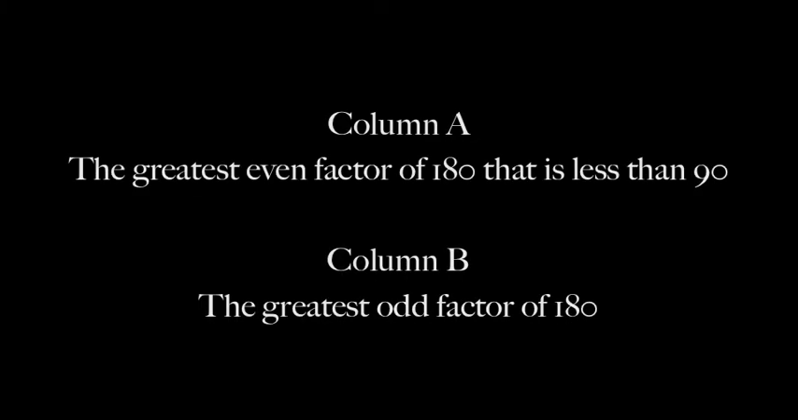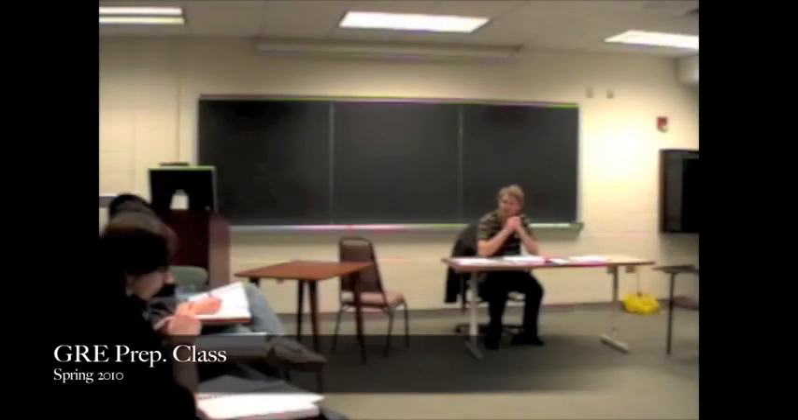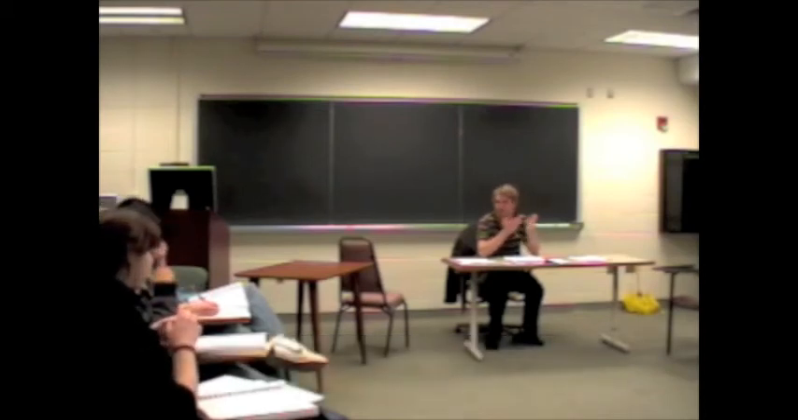Number 12: the greatest even factor of 180 that is less than 90, or the greatest odd factor of 180. Okay, so here, again, it's just sort of a basic technique, can you do it? How are we gonna figure this out? What do you guys think we should do?